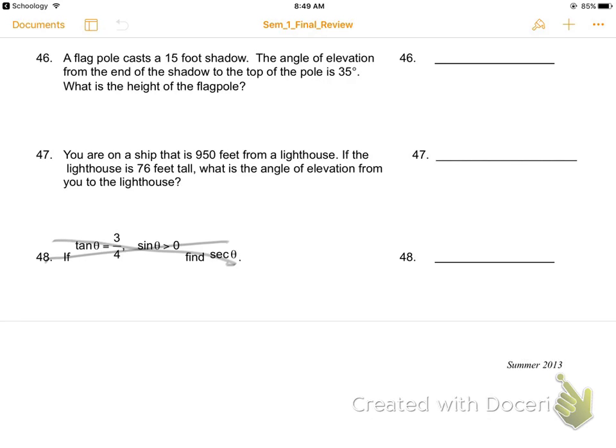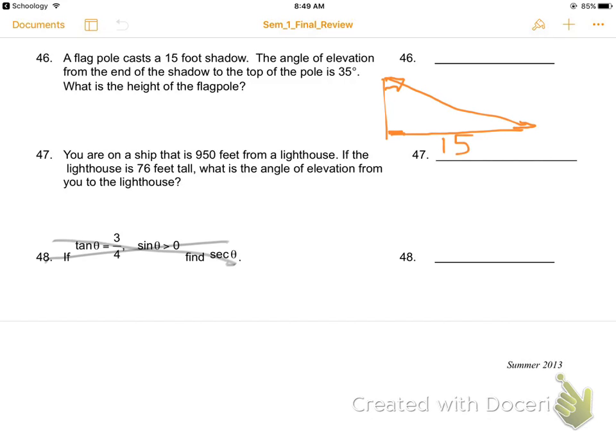46. A flagpole cast a 15-foot shadow. Immediately, you need to draw a picture. Don't laugh at my drawing skills. Here's my little flag. Okay? It cast a 15-foot shadow. Think about where your shadow is. Okay? It's on the ground. So they're saying this is 15 feet. The angle of elevation from the end of the shadow to the top of the pole is 35 degrees.